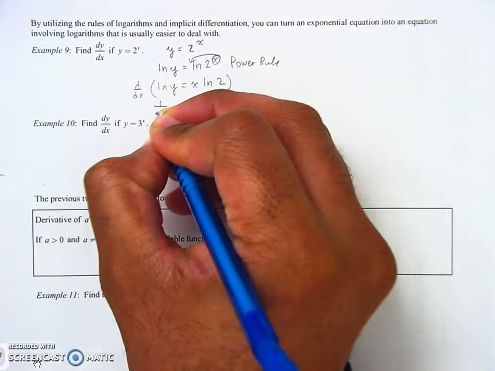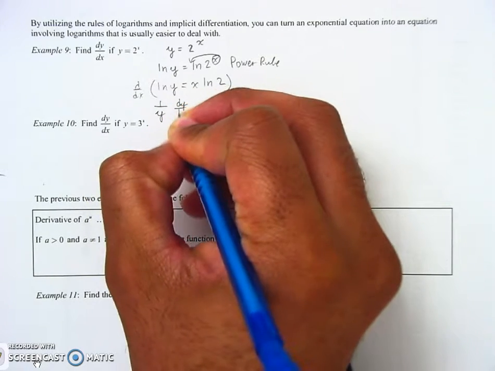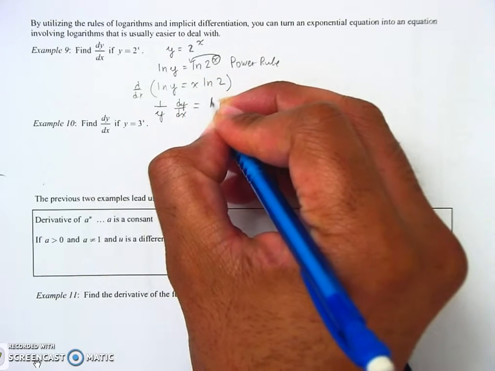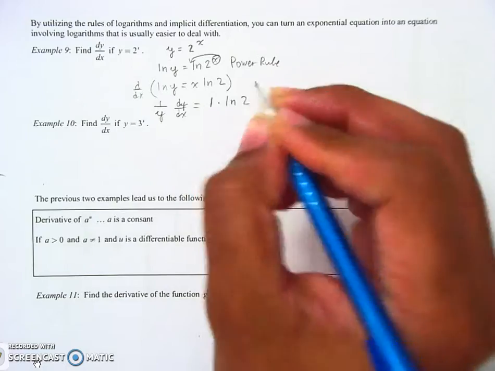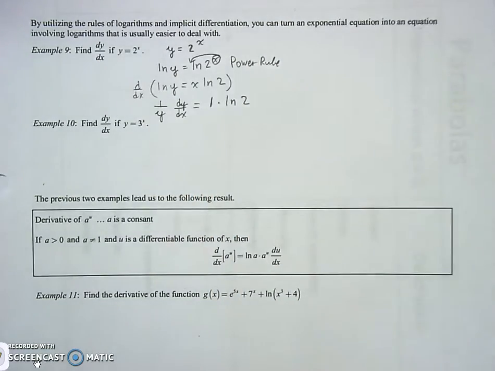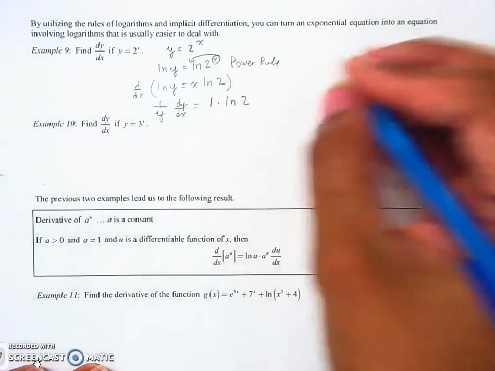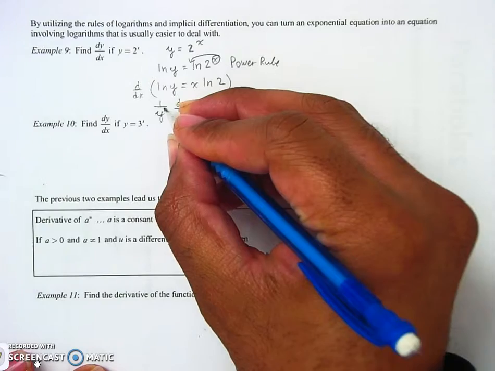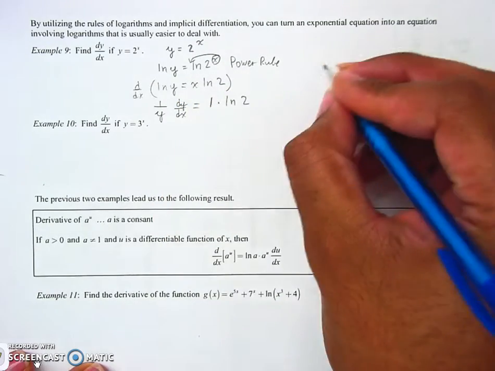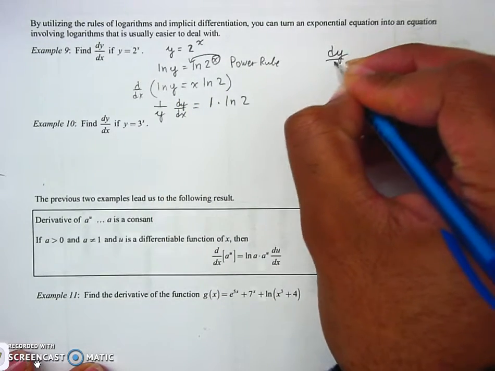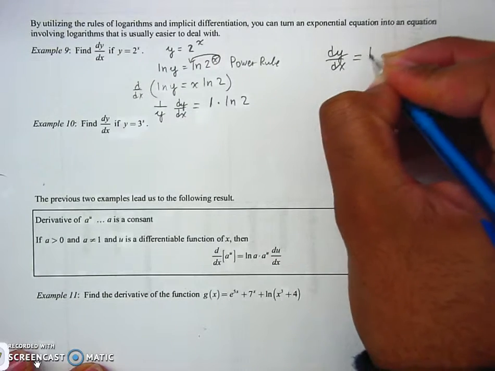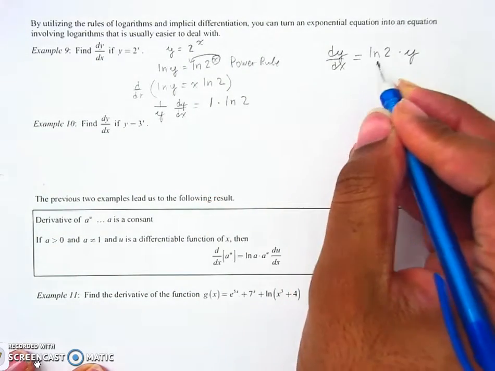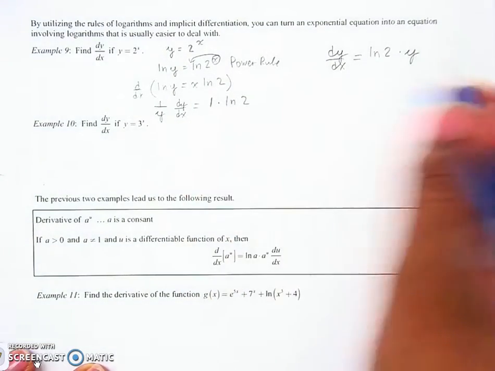This will be 1 over y times dy/dx. And this is 1, the derivative of x is 1, times the natural log 2. Because remember, natural log 2 is the coefficient, so we really can't do anything with that. So here, if we get dy/dx by itself, that means we have dy/dx equals natural log 2 times y. 1 times natural log 2 is natural log 2, and then multiplying both sides by y gives us y.